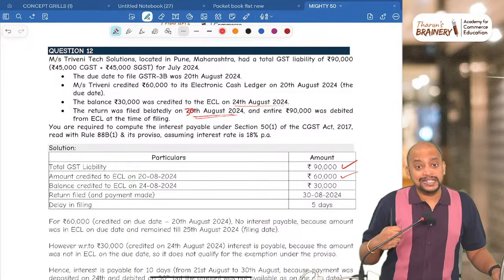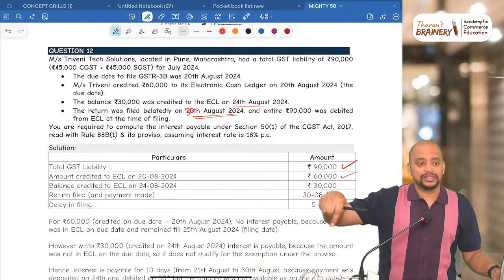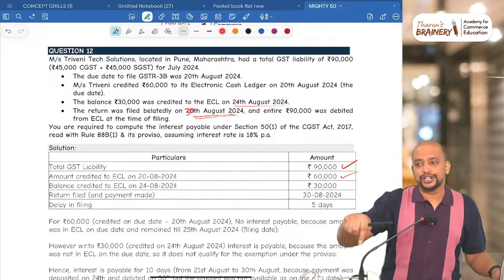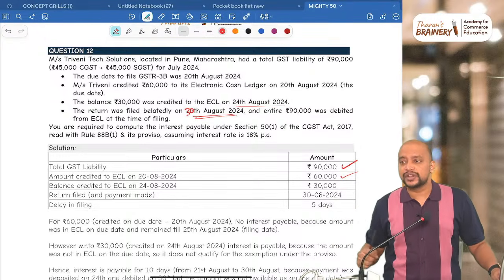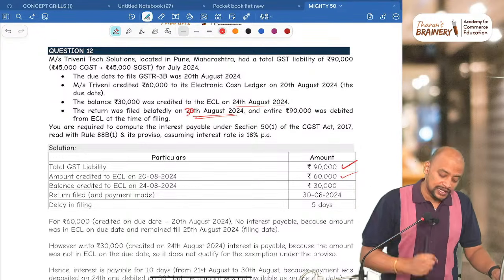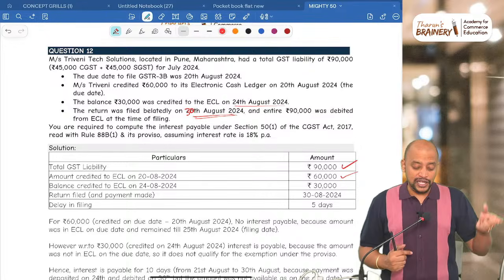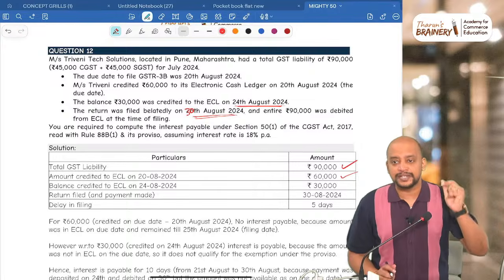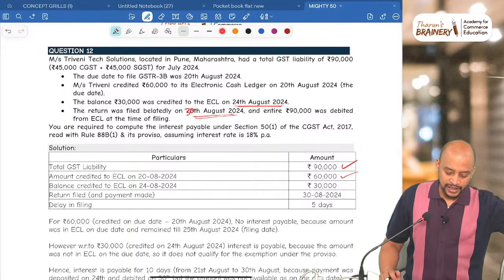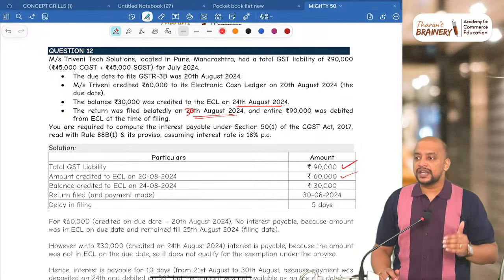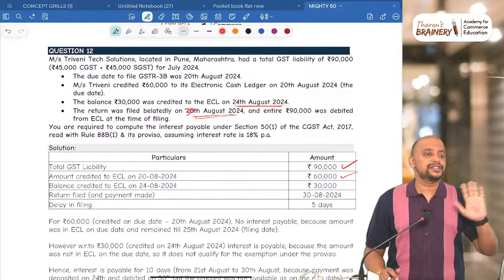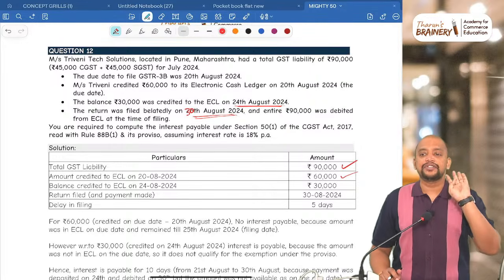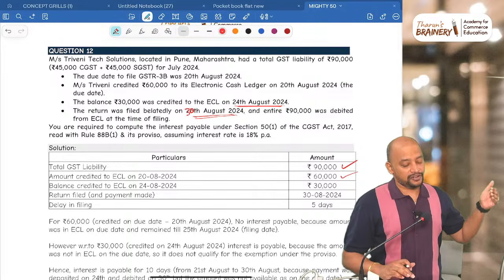What should be considered as the actual date of payment? Date of filing 3B. It's not the date on which you deposited into the cash ledger. Date of filing 3B should be taken in this case. What is the date on which 3B is filed? 30th August. Even though they deposited by 24th August, interest will be computed for 10 days. How 10 days? 20th August to 30th August. So the period will be 10 days. Therefore interest is not computed for 4 days till 24th August. Interest is computed for 10 days.